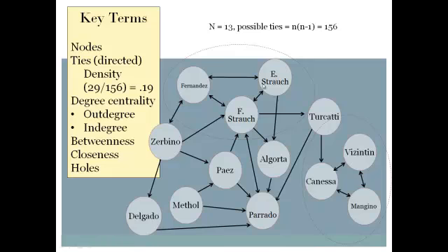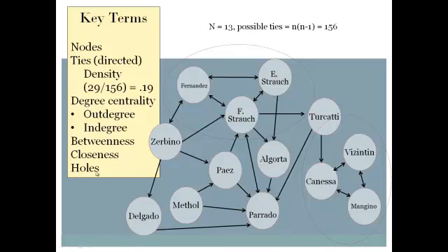Closeness refers to how close the communication is between 2 individuals. So the closer they are, the smaller the arrow. So F. Strauch and E. Strauch, they're cousins, obviously they're very close to each other.